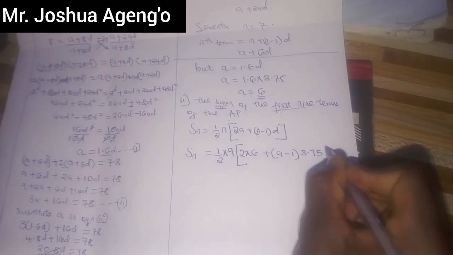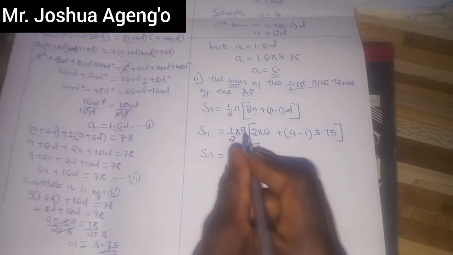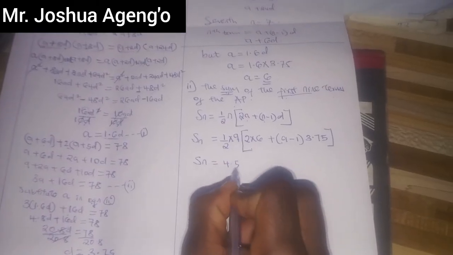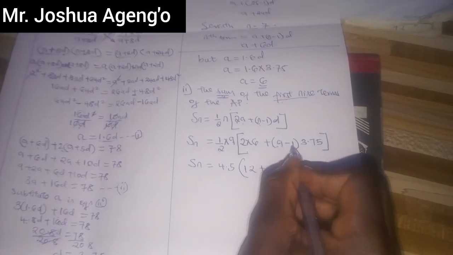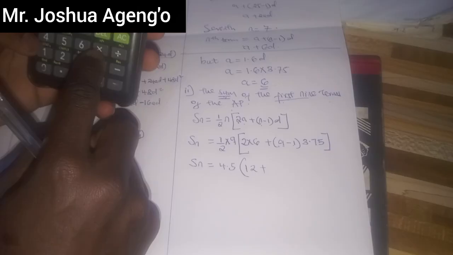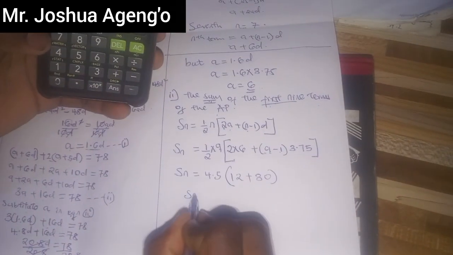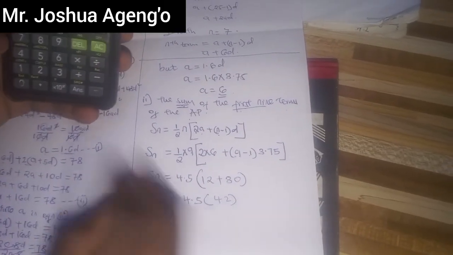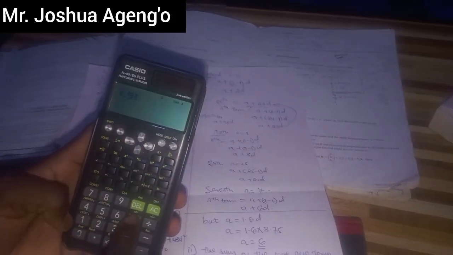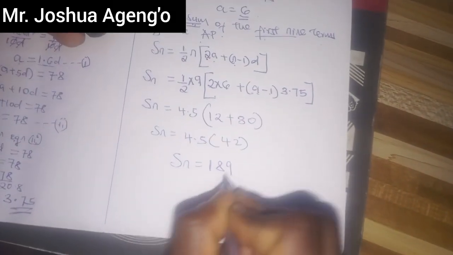Very, very simple. Mathematics has been broken down. So sum will be equal to half times 9, which will be 4.5. Then 2 times 6 will be 12 plus 9 minus 1 will be 8. Then 8 times 3.75 will be 30. So I'll have sum is equal to 4.5, then 12 plus 30, which is now 42. Then finally, the answer will be 4.5 times 42. So I'll have sum is equal to 189.